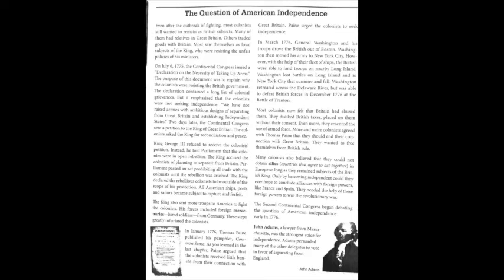In March 1776, General Washington and his troops drove the British out of Boston. Washington then moved his army to New York City. However, with the help of their fleet of ships, the British were able to land troops on nearby Long Island. Washington lost battles on Long Island and in New York City that summer and fall. Washington retreated across the Delaware River, but was able to defeat the British forces in December 1776 at the Battle of Trenton.